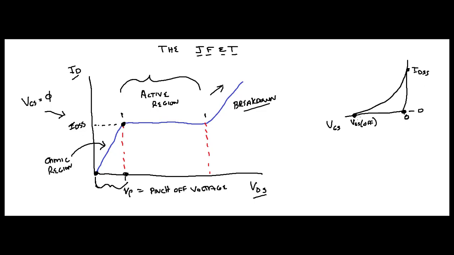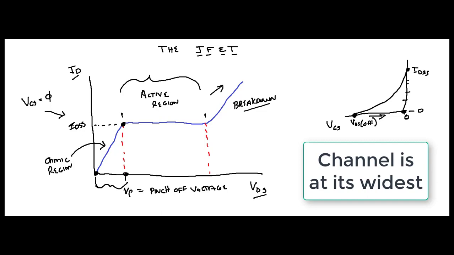Now, as you change the voltage in this direction, it becomes less negative. You're allowing more and more current to flow, until you have VGS equals 0. When VGS equals 0, you are at IDSS, and that's the maximum current you can allow to flow through there, since your channel is at its widest.